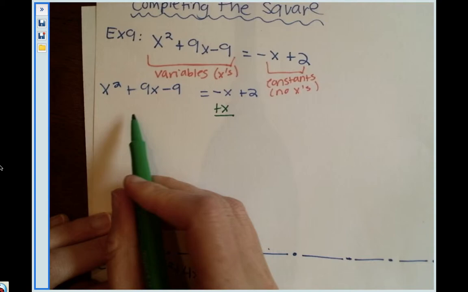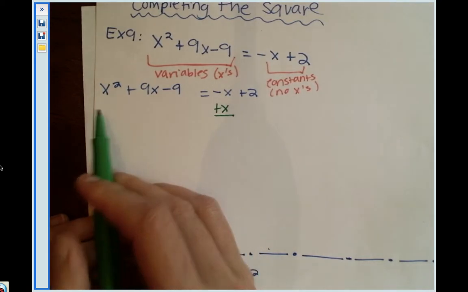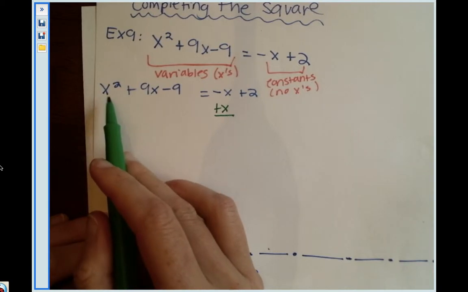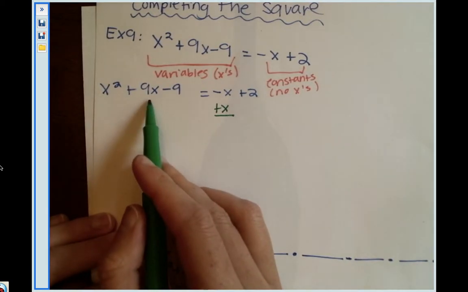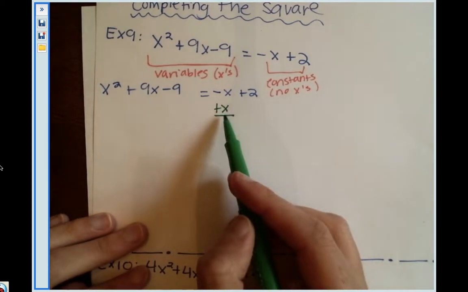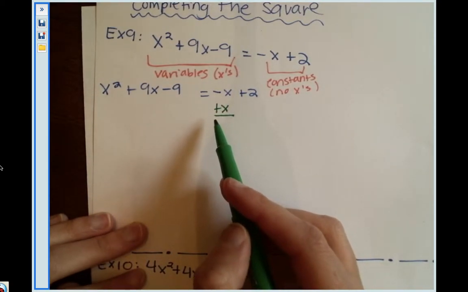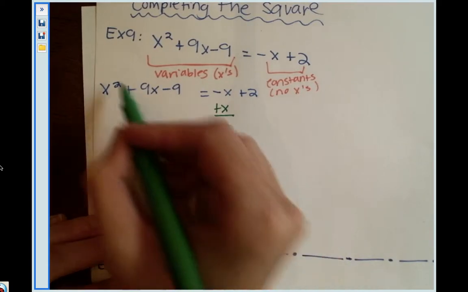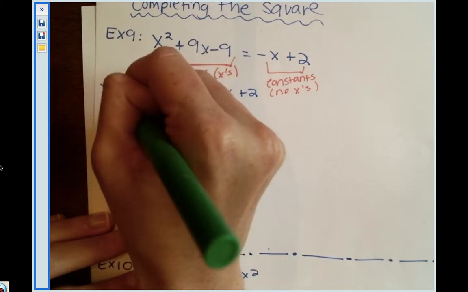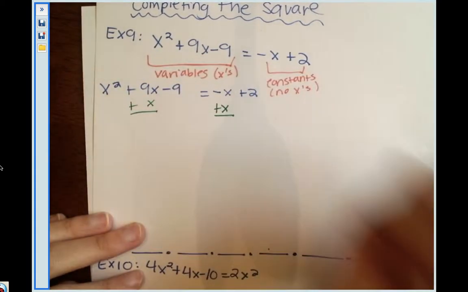Okay, now before I can add it on this side, I have to think what makes sense to add an x to. Would it make sense to add x to x squared, to 9x, or to negative 9? Which one of these terms is a like term to x? Oh my goodness, you guys are so smart. It is the 9x. So the one that is the like term with the x is the 9x. So I'm going to add this to 9x.